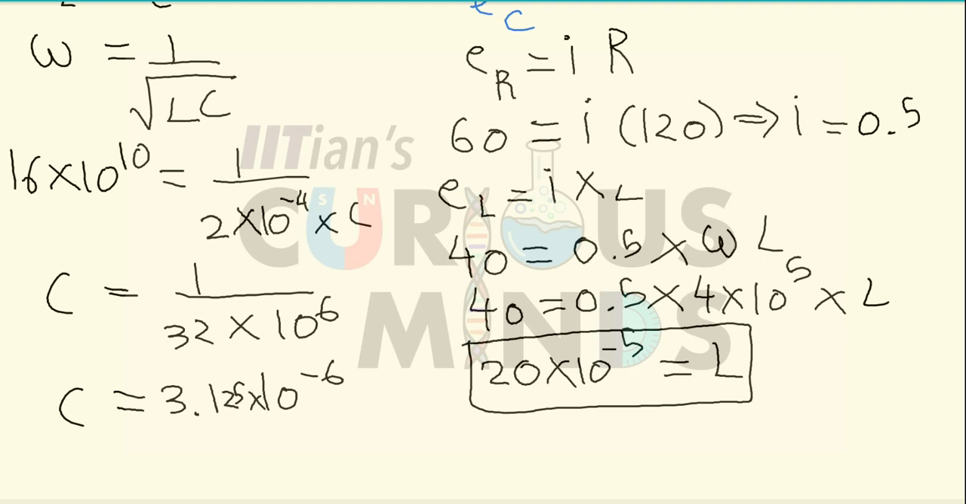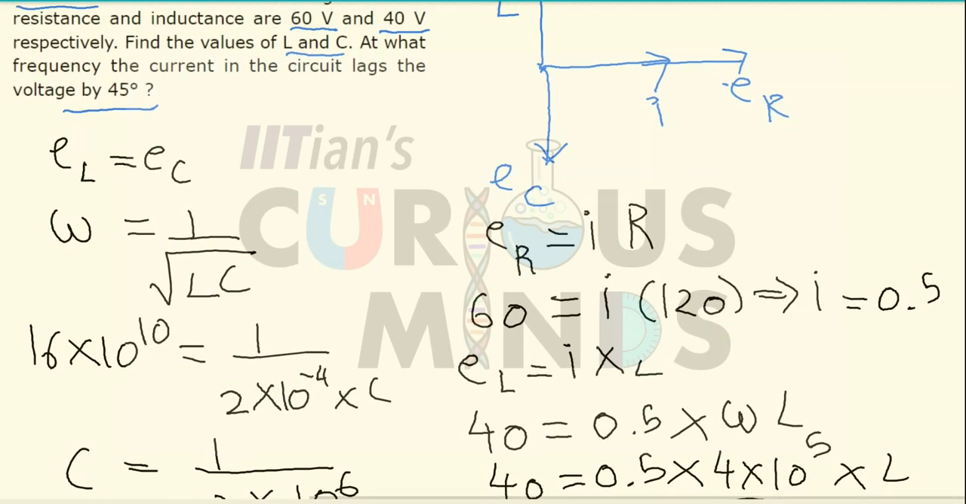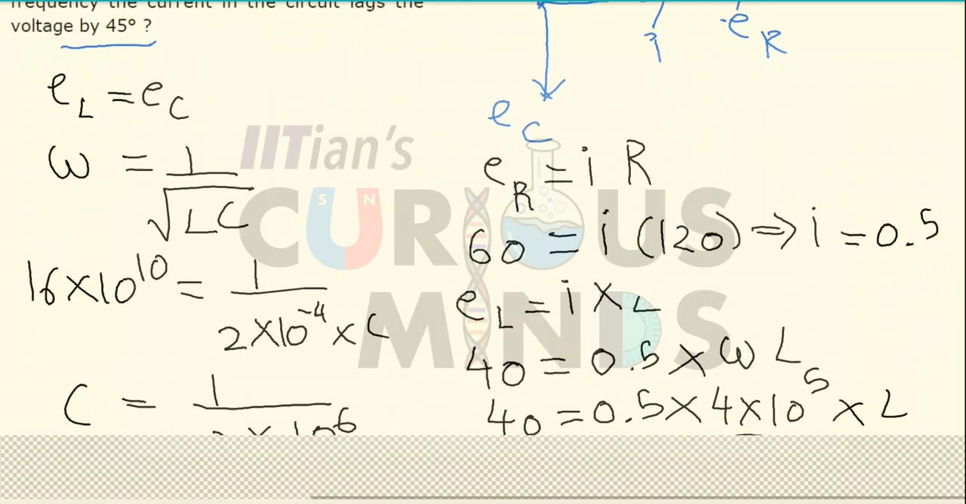Now I have got the value of L and I have got the value of C. Let us continue with the next part. At what frequency does the current in the circuit lag the voltage by 45 degree?